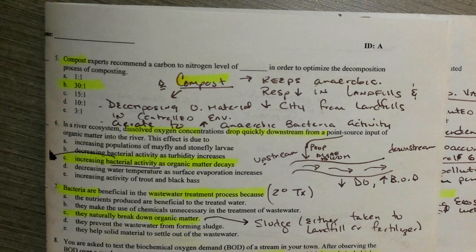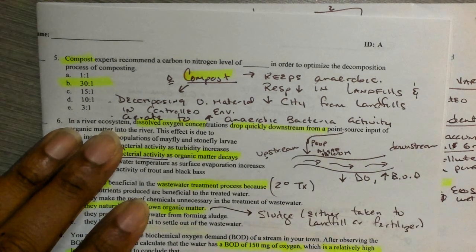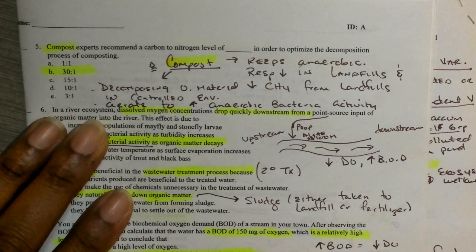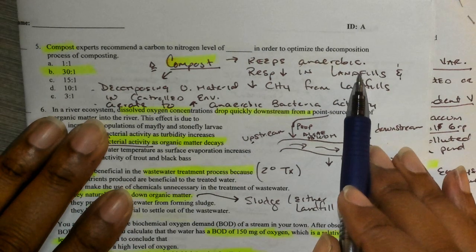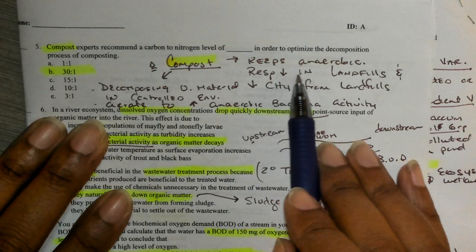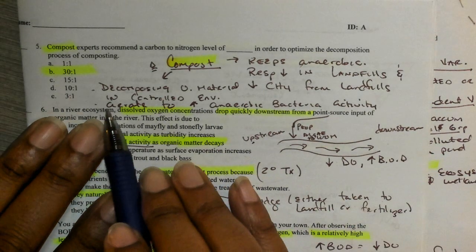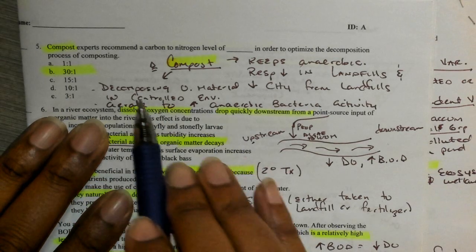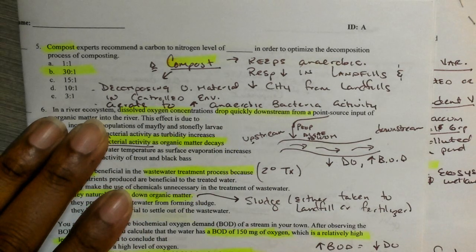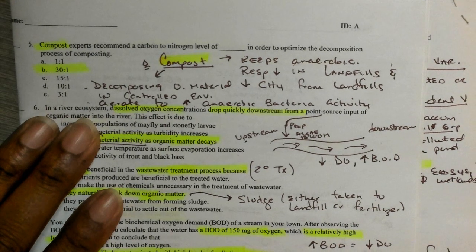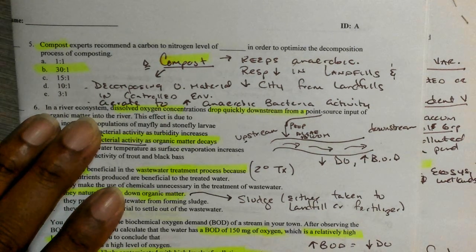We know that food is going to decompose anaerobically and produce methane. So if we compost, that reduces the amount of anaerobic respiration in the landfill. Because, like I said, the decomposing organic material in the landfills produces CH4. We know that CH4 is a what? Greenhouse gas.